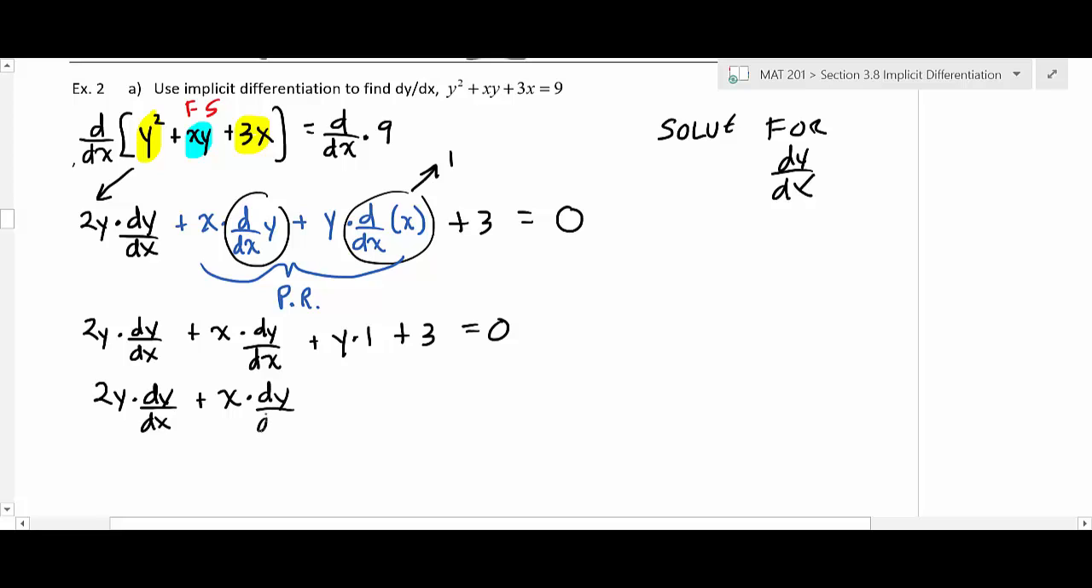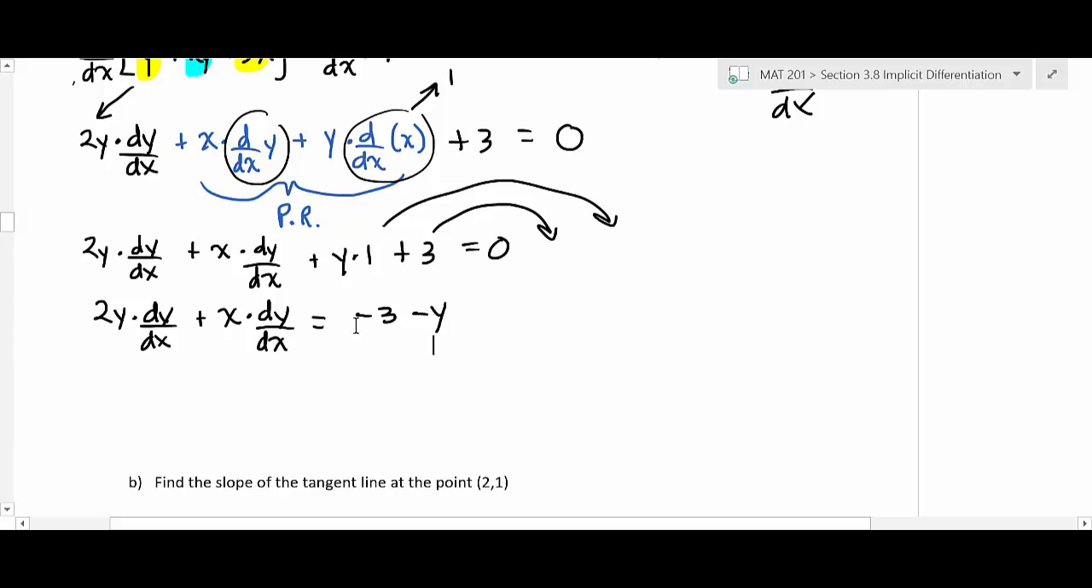Okay, everything else is going to go to the other side of the equation. So if I do that, and it doesn't matter what order you put stuff, that would be a negative 3, and that would be a minus y. Just move stuff, change the signs, because you're really subtracting 3 and subtracting y, like that. Okay, now how do you get dy over dx by itself?